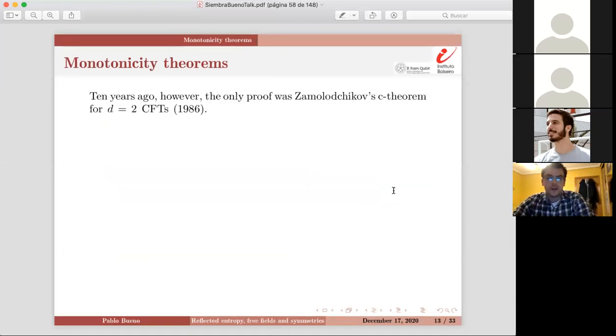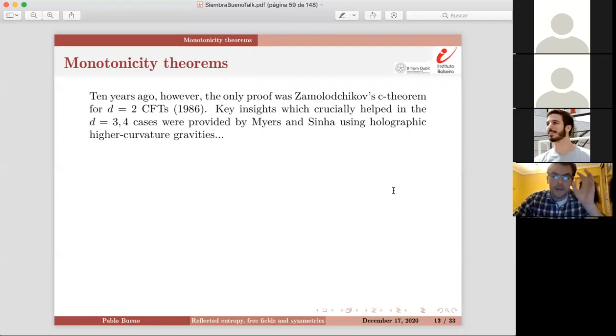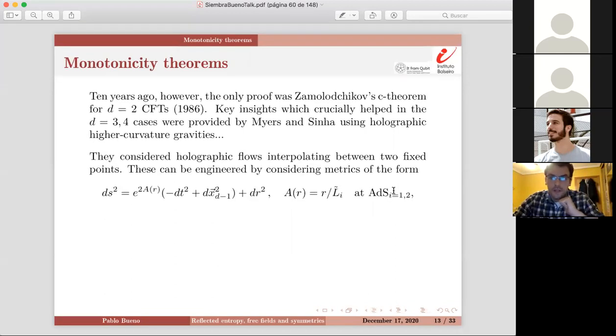Good, okay, so 10 years ago, the only proof that was available was Zamolodchikov's C theorem. And there was a very important couple of works by Myers and Sinha in which they use holographic higher curvature gravities to give very important insights on what the C function should be in 3 and 4 dimensions, which turned out to be right. So in the holographic context, the way that RG flows are engineered is using this idea that the radial coordinate, the holographic coordinate, is like changing the energy scale of the theory, which is actually quite precise, in fact.